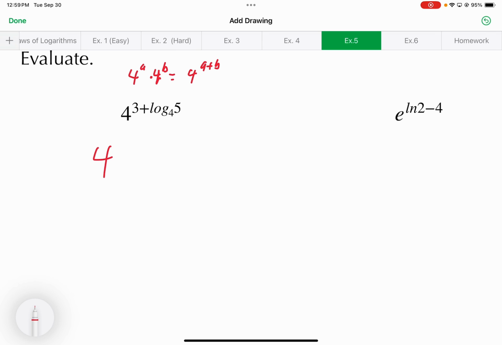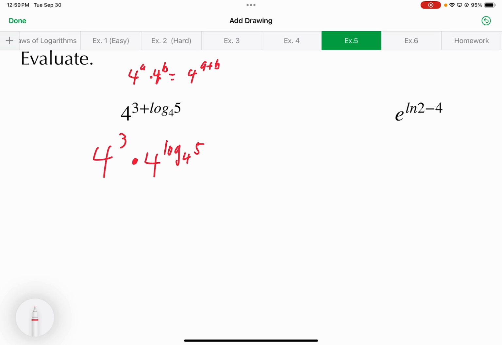Ooh, I like it. 4 to the third times what? 5. Well, so you're thinking like 4 steps ahead, as Amog typically is. But what would I write if I didn't simplify it already? 4 to the log base 4 of 5. Yeah, 4 to the log base 4 of 5. Okay, so I can split that up using multiplication.